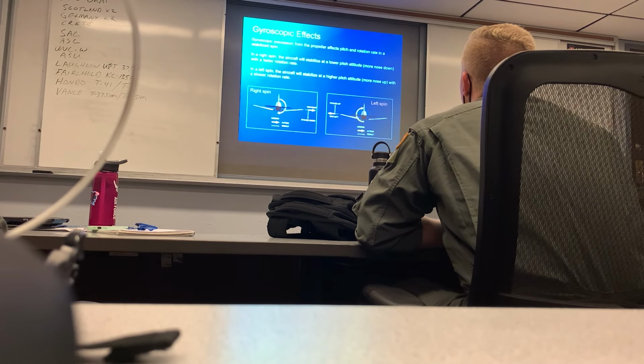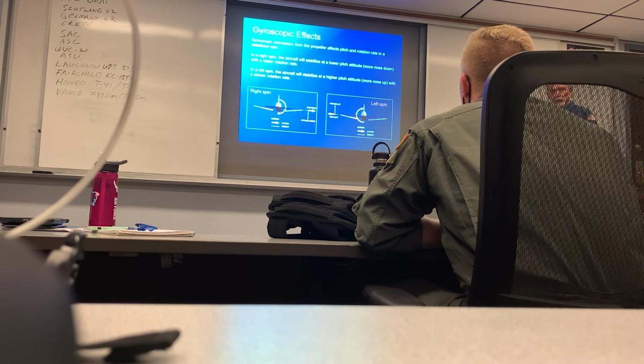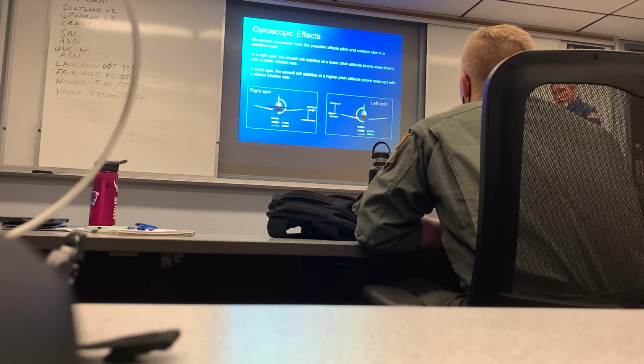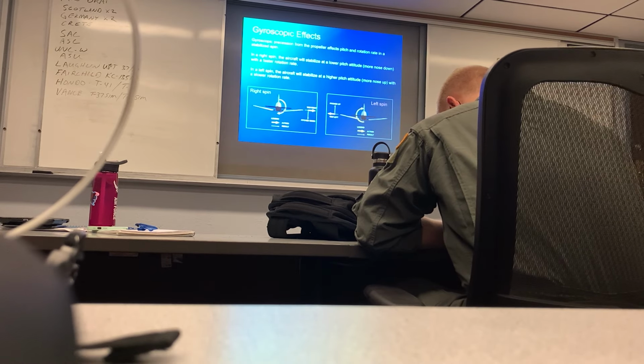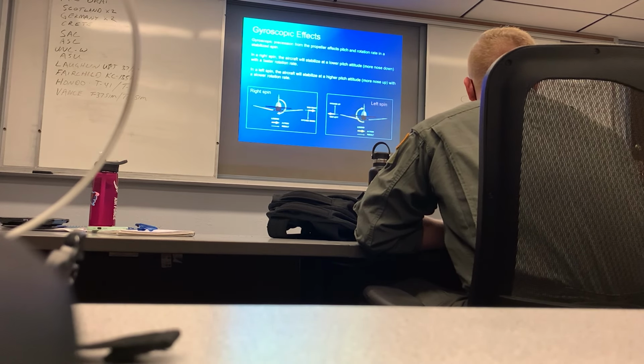Gyroscopic effect in the spin. Basically, if I'm spinning left, I'll spin flatter and slower because the gyroscopic effect is pulling my nose up. If I'm spinning right, it's going to tend to put the nose down, so I'll spin more nose down and at a faster rate. Okay?